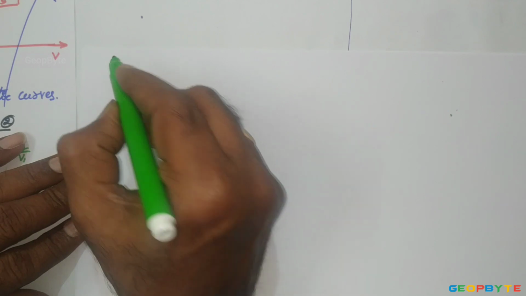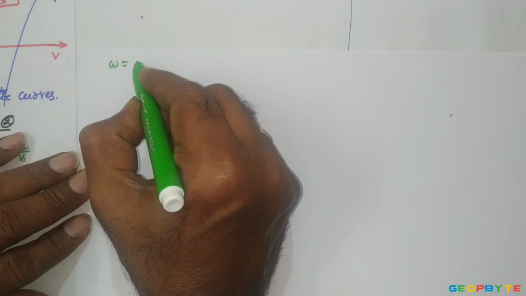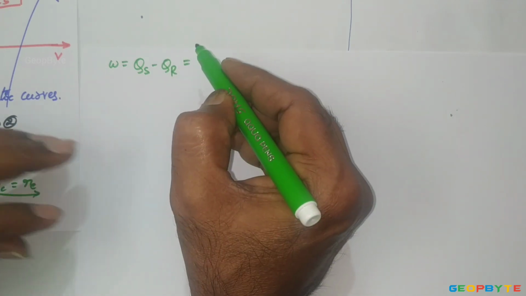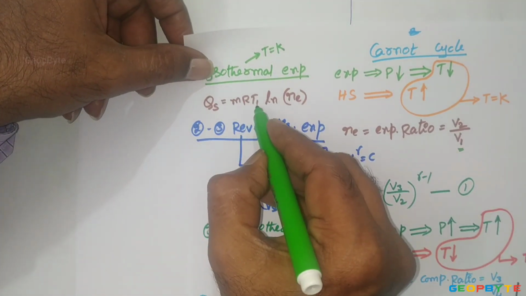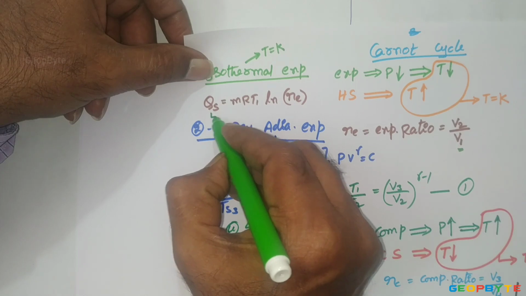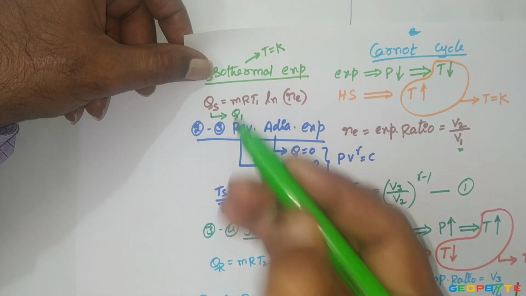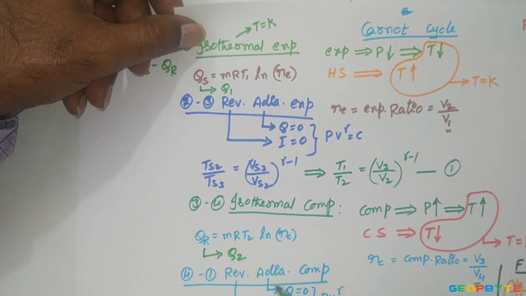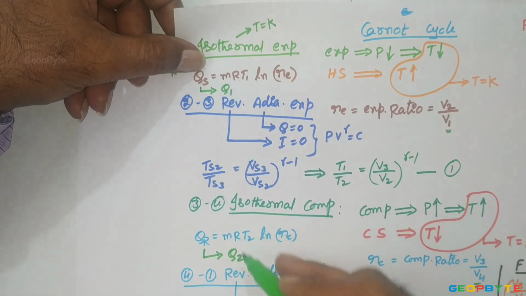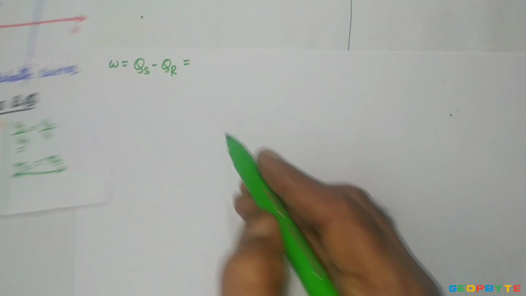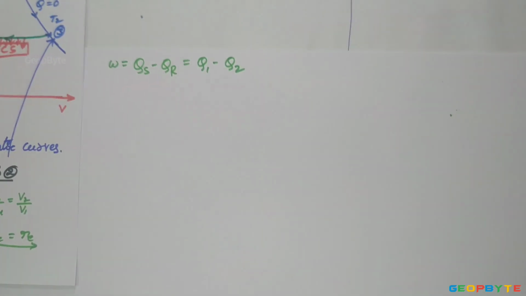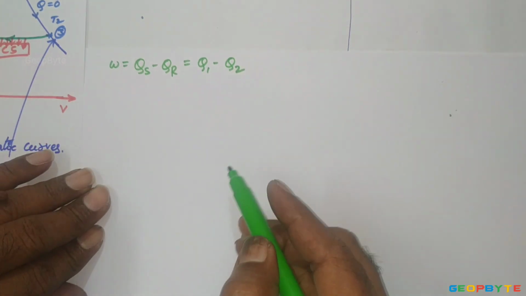Here remember, work given by the Carnot cycle equals heat supplied minus heat rejection. Here the heat supplied is MRT1 ln Re. Assume that heat supplied is Q1, and heat rejection is marked as Q2. Heat supplied is Q1, heat rejection is Q2. So Q1 minus Q2 is the work done. Work done equals heat supplied minus heat rejection.